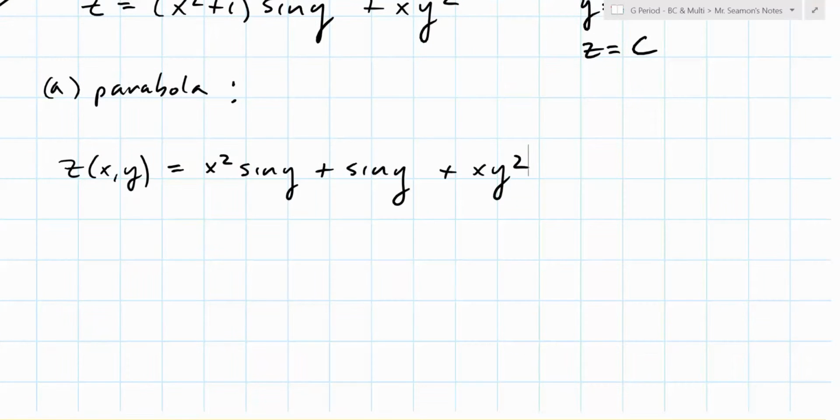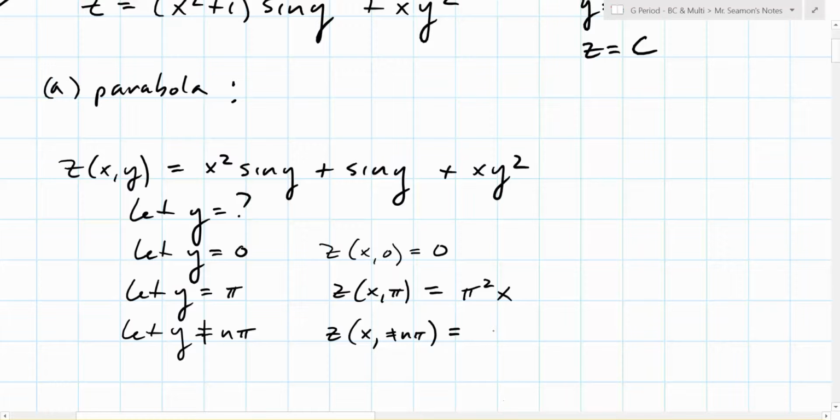So if you wanted to just get rid of sine, what value do you have to plug in for which variable? Plug in a constant for y. Which constant? What's that going to be equal to? What are you going to get? You're going to get x squared times some constant, right?